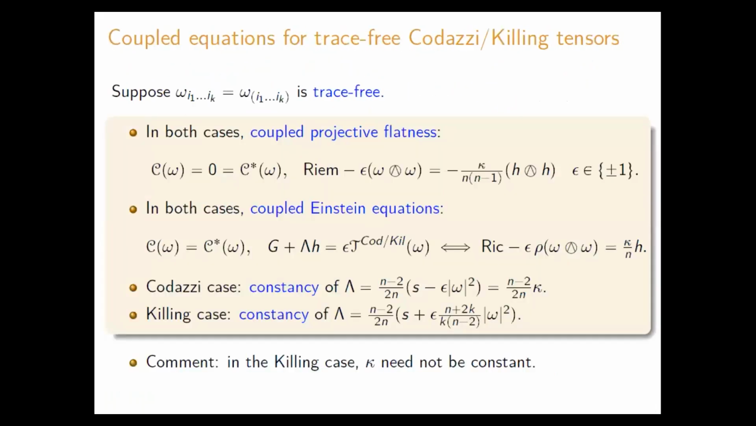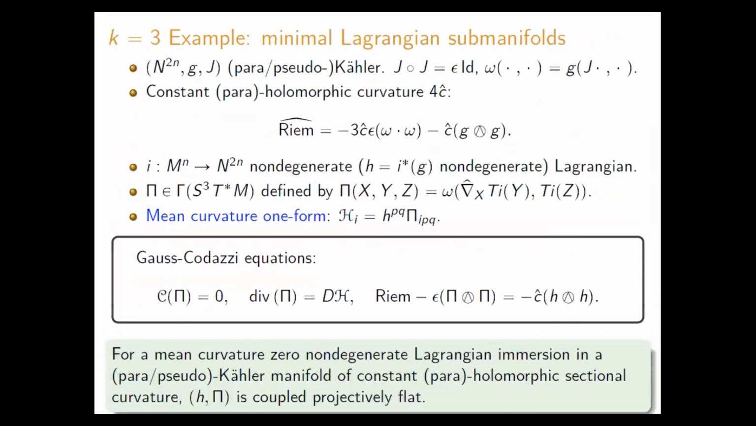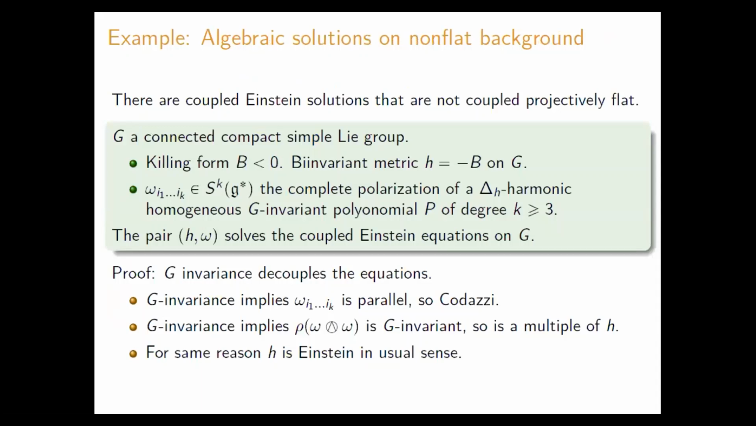I want to give an example of something that solves these Einstein equations without solving these stronger equations. So here's the simplest one I know. Take a compact connected simple Lie group, so SO(n), SU(n), something like this, with the biinvariant metric, which is given by the negative of the Killing form. And we take a harmonic, homogeneous, degree k invariant polynomial. And this is its complete polarization, which is just a tensor. I'm not going to give explicit examples, but such polynomials are completely understood, and so one can write them all down in principle. And then the pair, this metric plus this tensor, solves these coupled Einstein equations, but in general, it won't solve the coupled projectively flat equations.